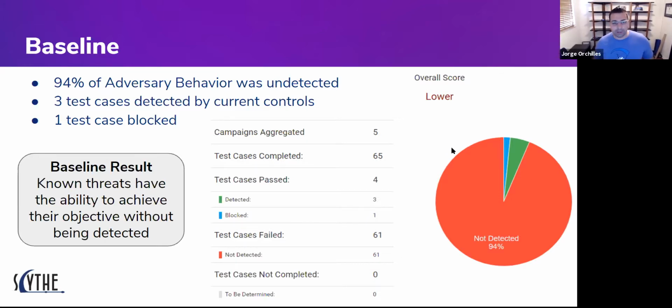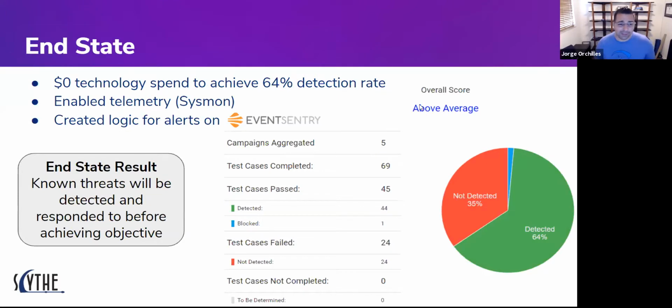So every week, we would also do detection engineering, right? Very collaborative. And by the end of the assessment, with $0 spent on technology, we achieved a 64% detection rate, right? Which is way better than when we started. Obviously, there's still work to be done, right? There's never a 100% secure, right?